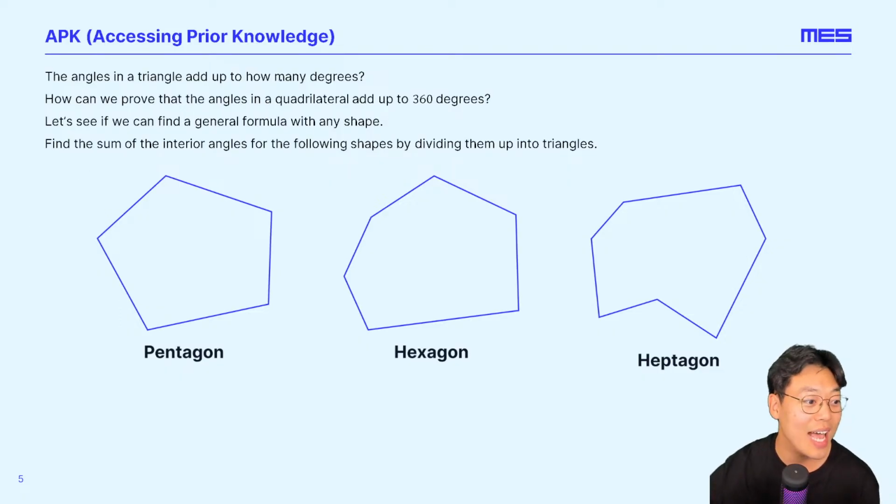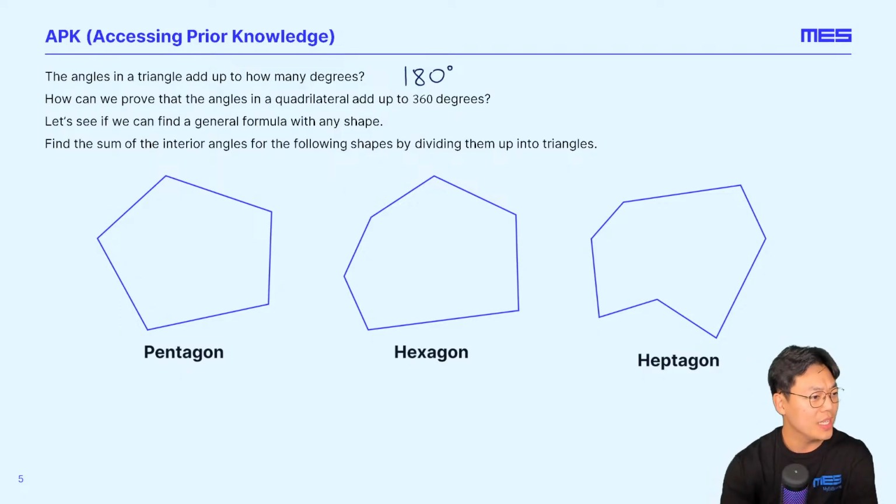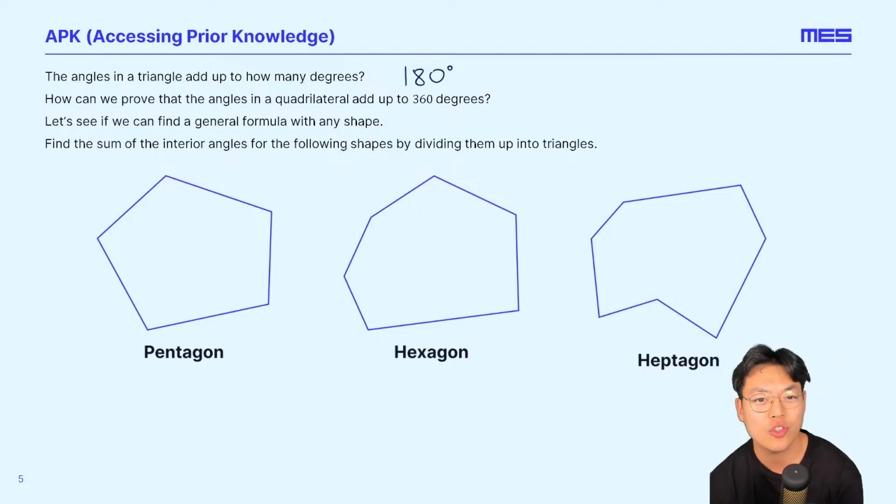The angles in a triangle add up to, Daniel is correct, 180 degrees. How can we prove that the angles in a quadrilateral add up to 360 degrees? What's a quadrilateral? In the chat. What is a quadrilateral? Anyone know what a quadrilateral is?